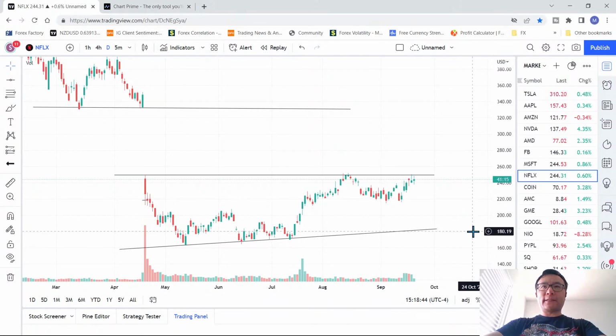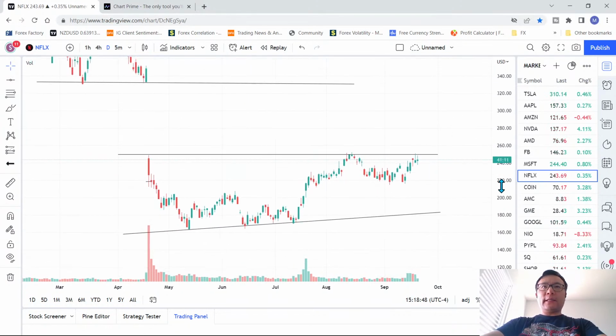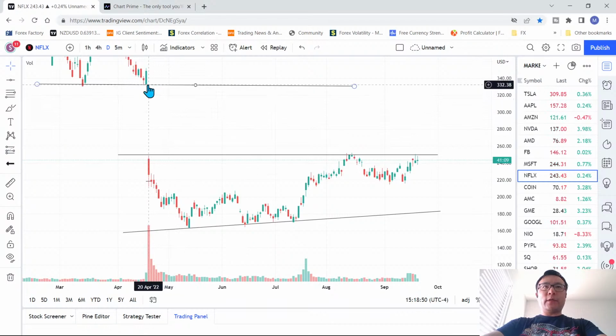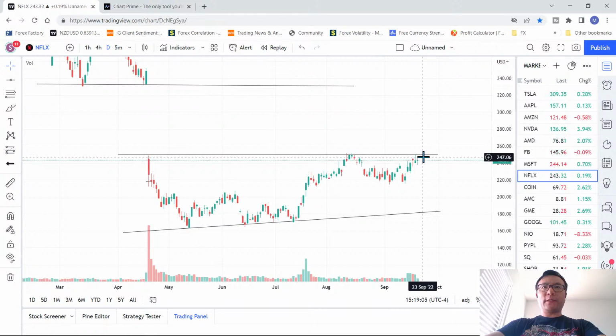All right, Netflix. Now this is intriguing. Okay, I like this because this is where a huge gap is. This is where they reported terrible earnings and the stock basically gapped down. And ever since then, it has basically been making higher lows, higher lows, and higher lows, and is ready to break this level. So this is actually very similar to the Tesla trade, but it just doesn't have that gap.